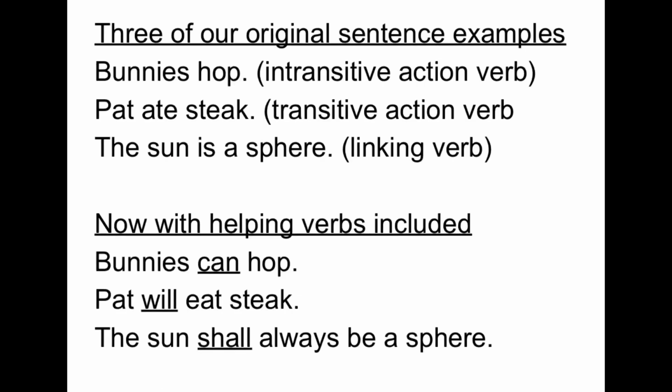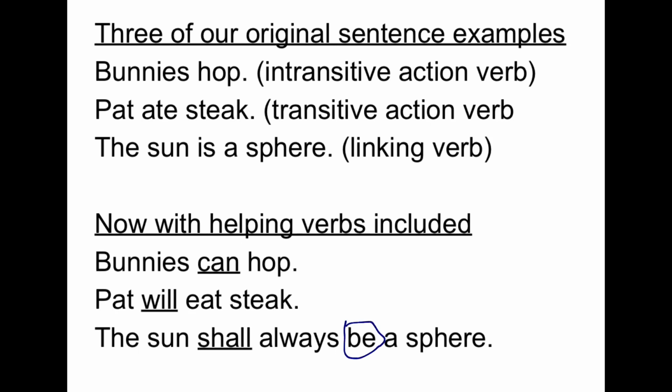So let's consider three of our original sentence examples from earlier in the video. Bunnies hop, hop being an intransitive action verb. Pat ate steak, ate being a transitive action verb. And the sun is a sphere, is working as a linking verb here. I can put helping verbs in front of all of those. Bunnies can hop. Pat will eat steak. Then the sun shall always be a sphere. And notice I have clarified the meaning, the time, or the necessity or possibility.